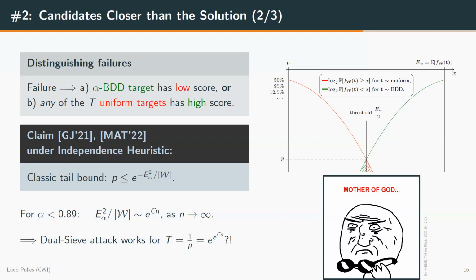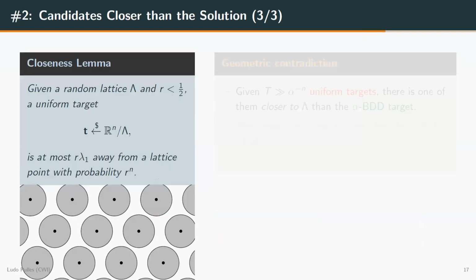So can this be true? In fact, it cannot be. Consider this lemma, which considers the probability that a uniform target modulo the lattice is close to the lattice, with a distance at most r lambda 1. The probability that it's at most this distance away from the lattice is r to the n. That's a single exponential number.